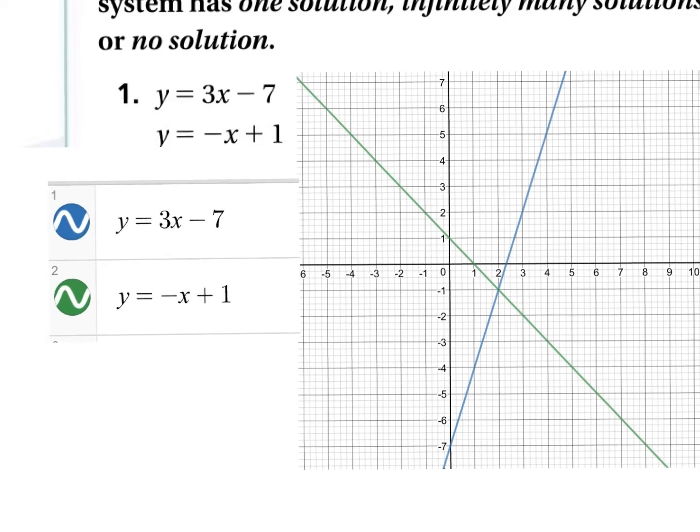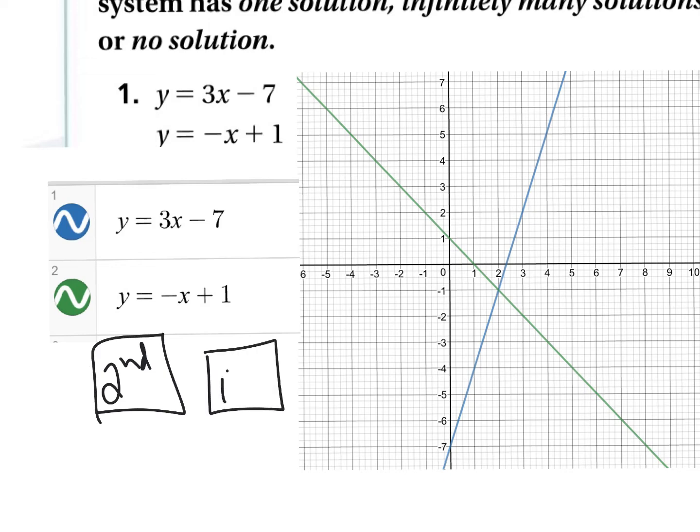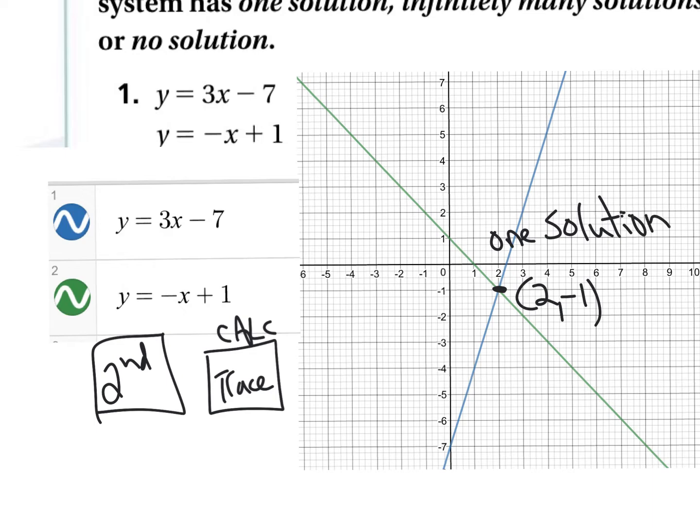And then if you do second trace, which is the calculate button, so do second, and then the trace button at the top, it says calc above it, so it's going to be calculate. We're going to calculate the intersection of these two lines, which would end up being at 2, -1. So we could say this has one solution. There's one solution that works for both of these equations, and that is the point 2, -1.